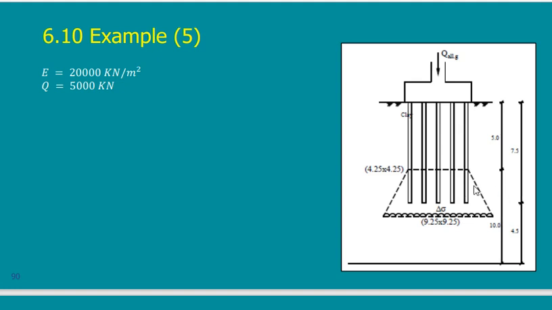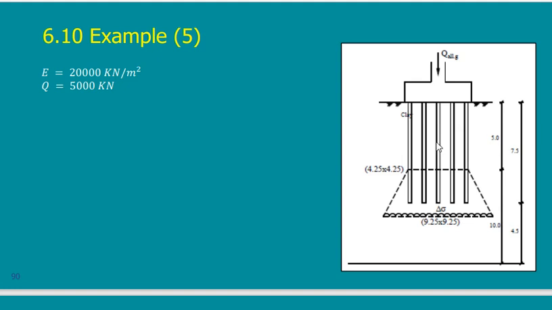The first case, calculate the capacity of a single pile in tension multiplied by the number of piles. This is the tensile capacity of the group. But this is one case. The other case is that the tensile capacity is not going to work because the soil and the piles will be detached from the soil mass.